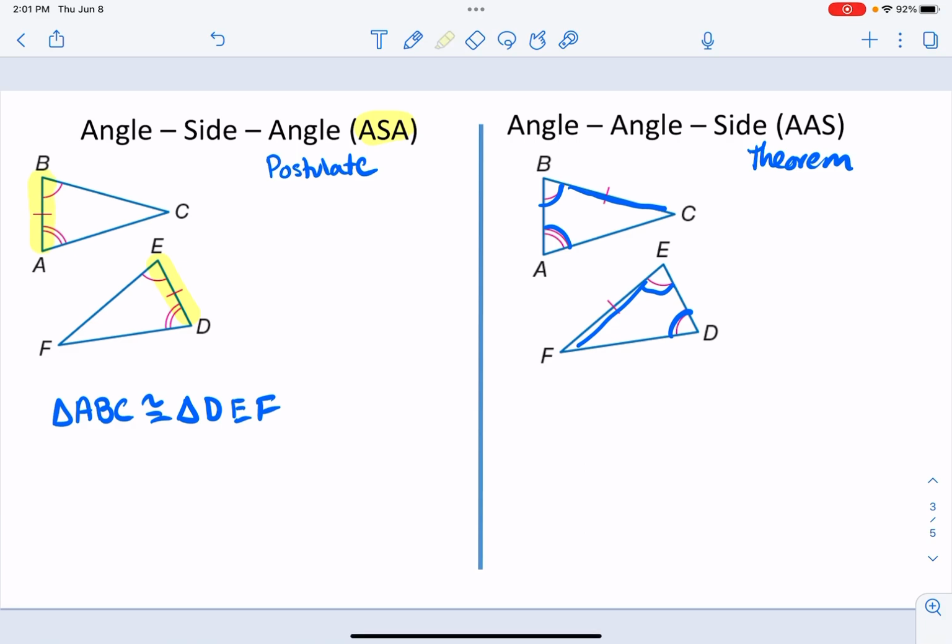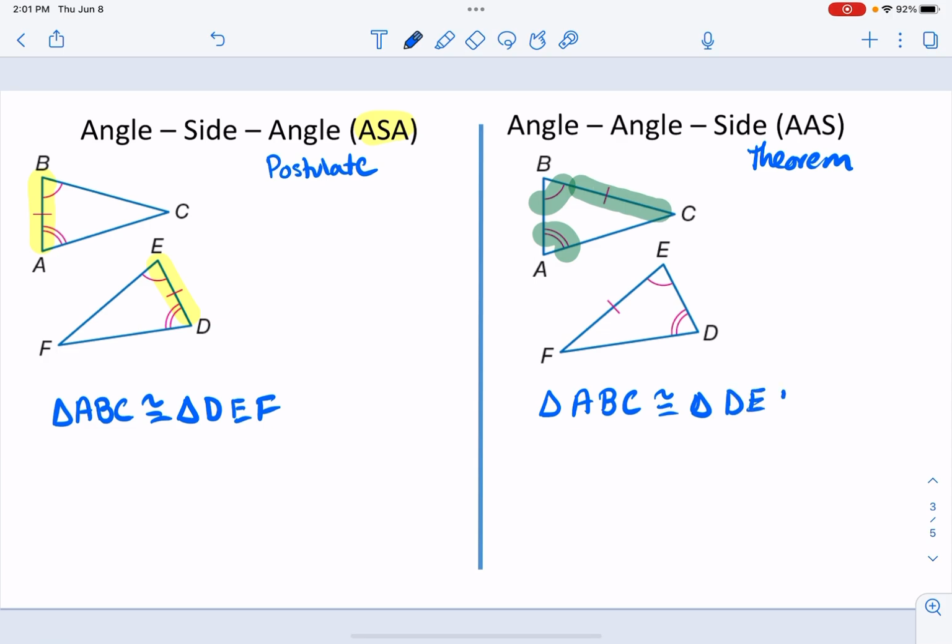But here, when we're talking about angle, angle, side, you have angle, angle, and the side is not in between. So my side is not in between the two angles that are marked equal. Again, writing your congruence statement, triangle ABC congruent to triangle. Again, I started with 2, so that's D, E, F.